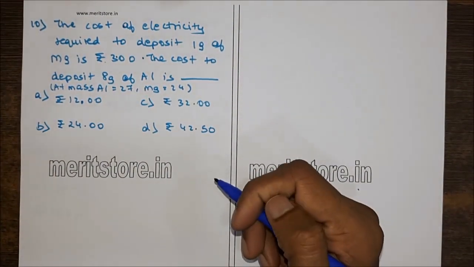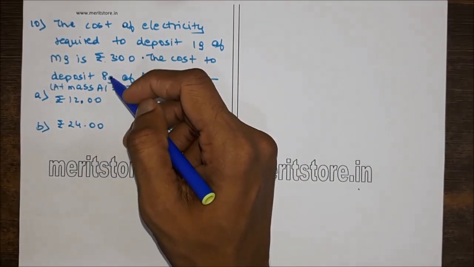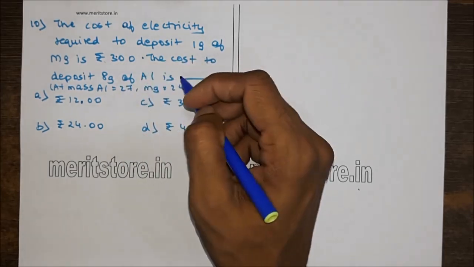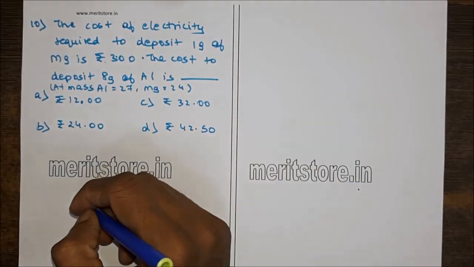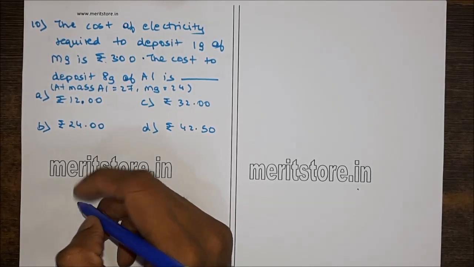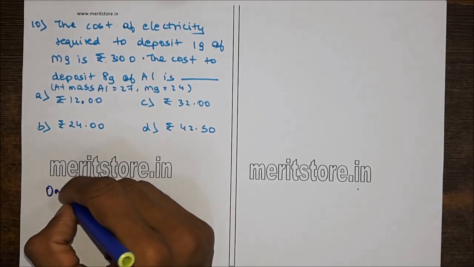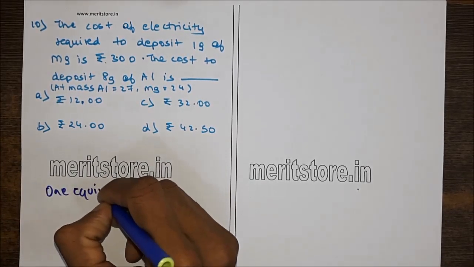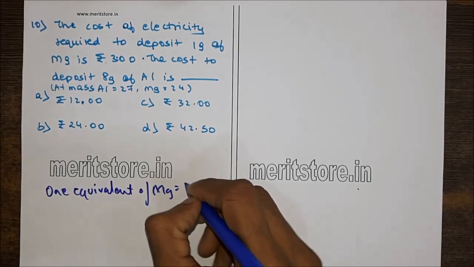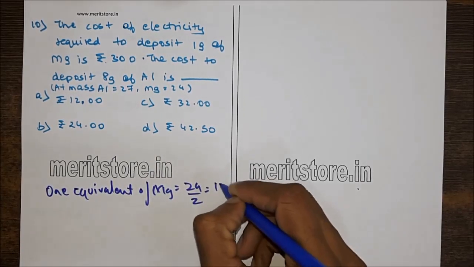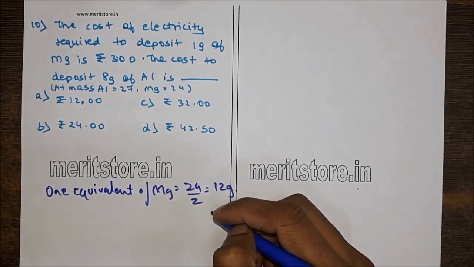Question 10. The cost of electricity required to deposit 1 gram of magnesium is 3 rupees. The cost to deposit 8 gram of aluminum is, so for 1 gram it costs rupees 3. 1 equivalent of magnesium is equal to 24 by 2, which is equal to 12 grams. So 1 atom of magnesium can give 2 electrons as it is divalent.